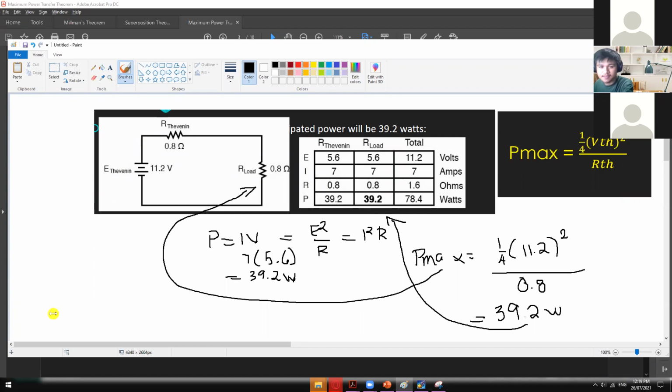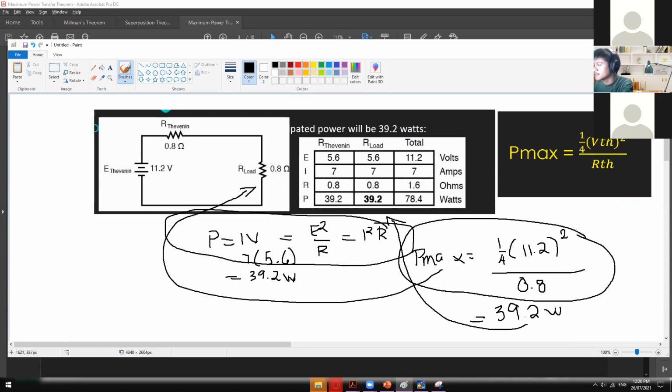Yes, sir. Okay, great. So you can simply use these formulas, or the fastest way is by using this formula. Okay, Pmax is equal to 1/4 times VTH squared divided by RTH.